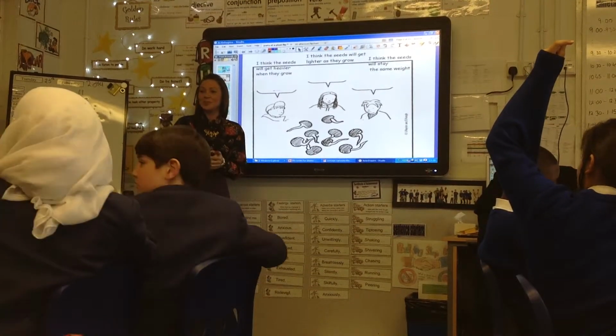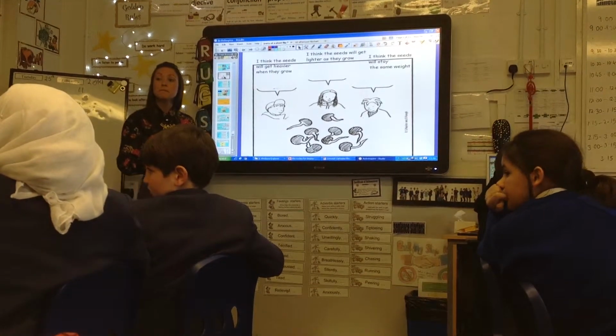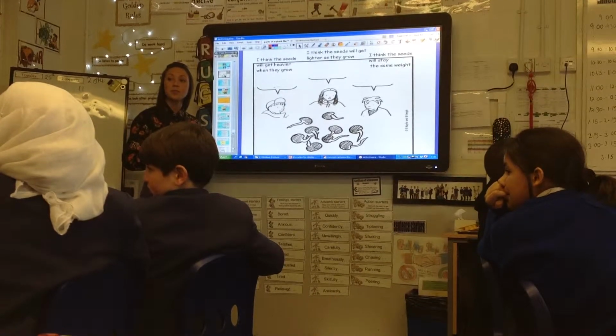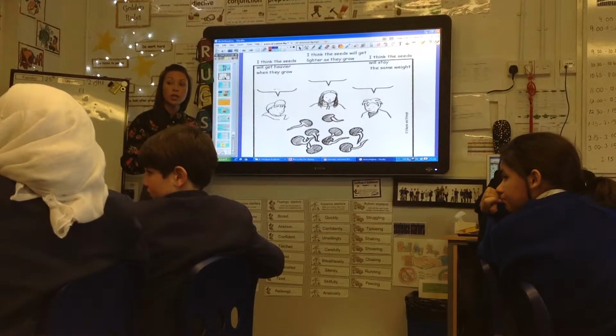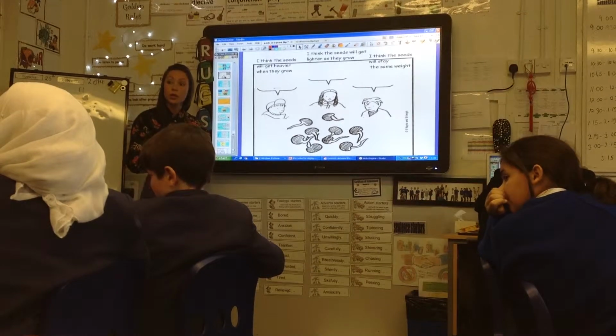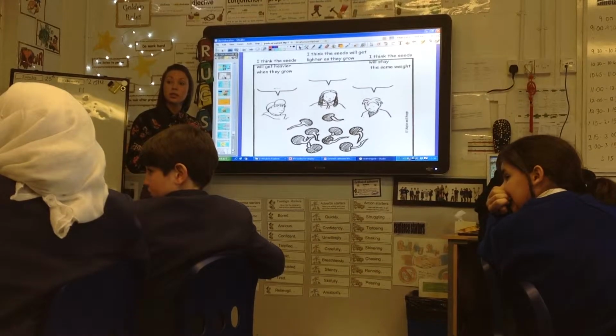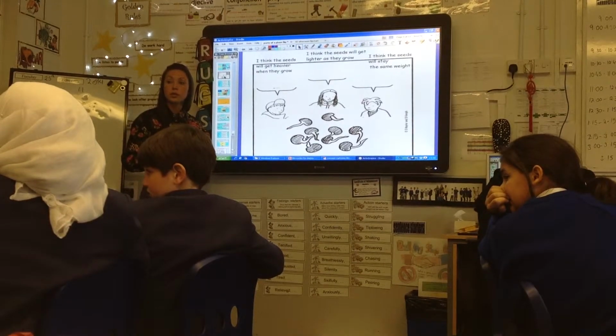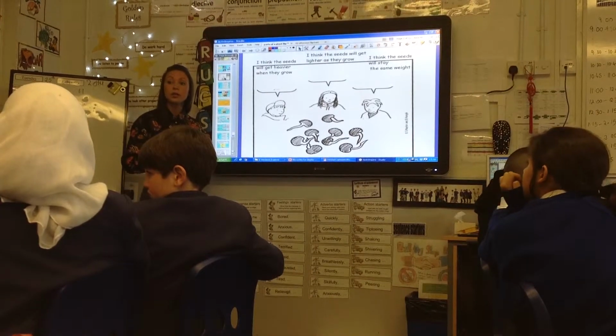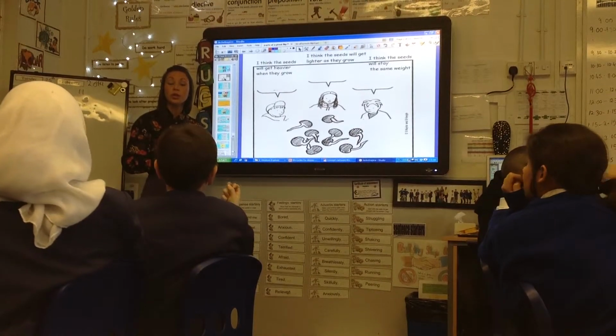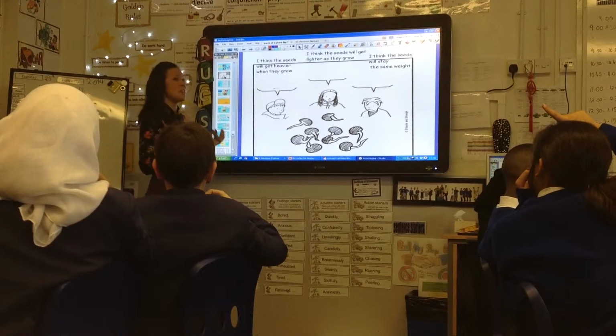Who disagrees? Noel? I think the weight will stay the same, because all the stem and the plants and the flower are already squashed in the seed. So when they grow, it will still be the same weight because it's the same thing that was in the seed. Okay. Anyone have a different view?